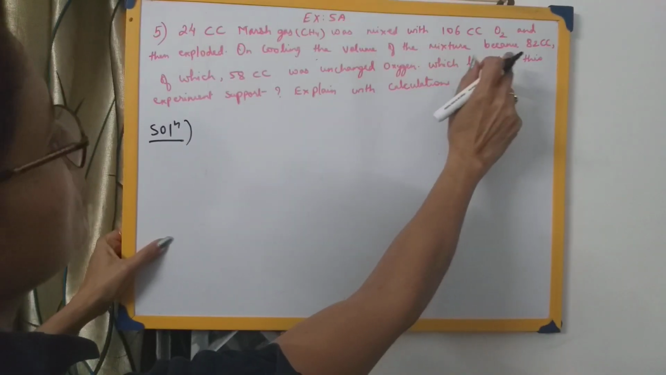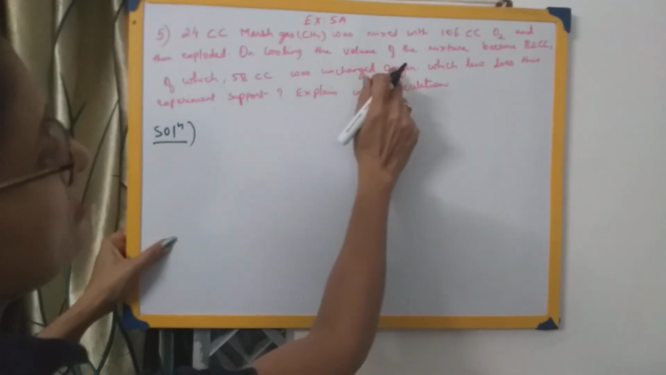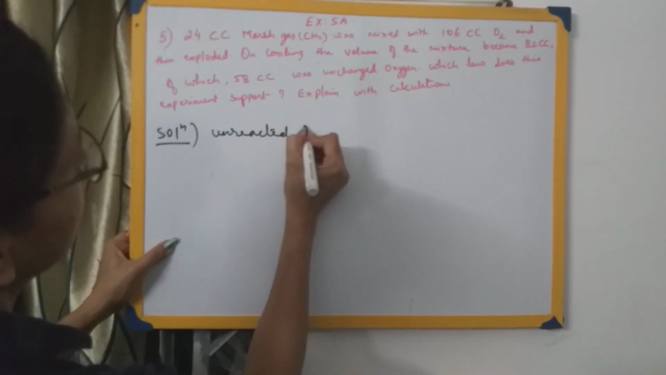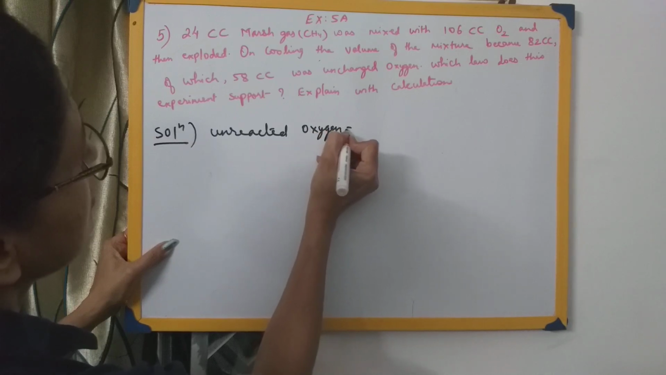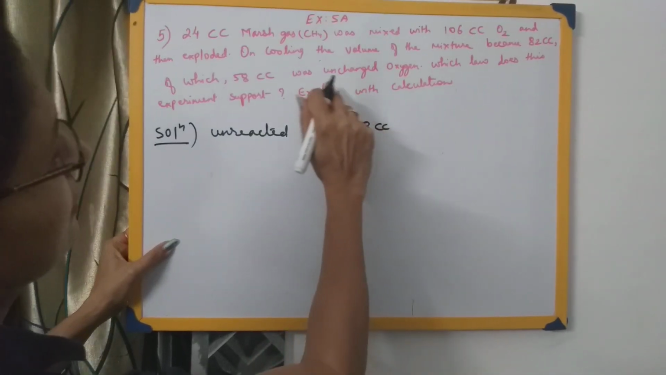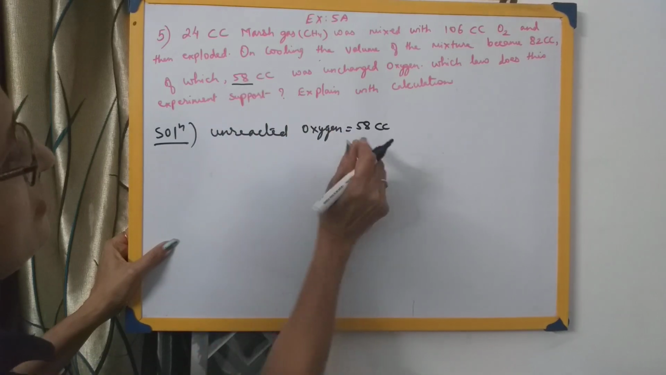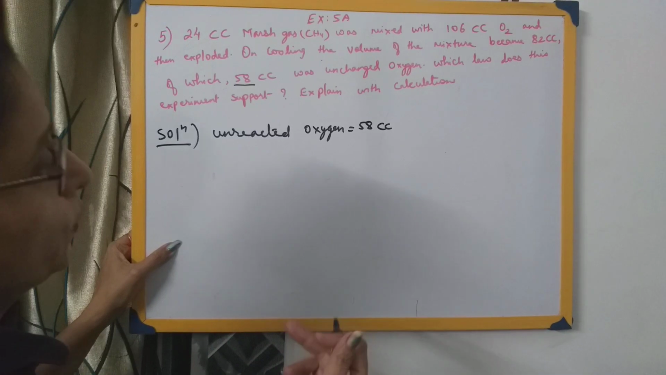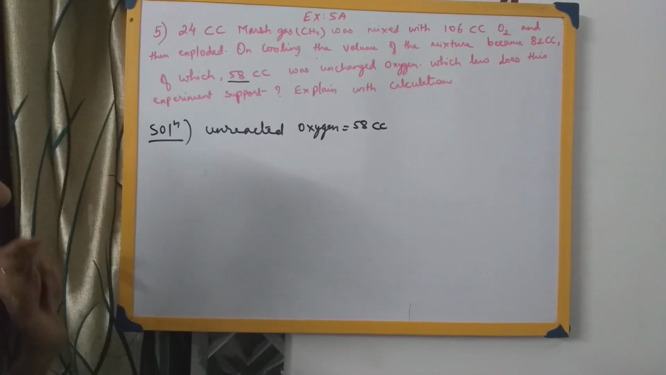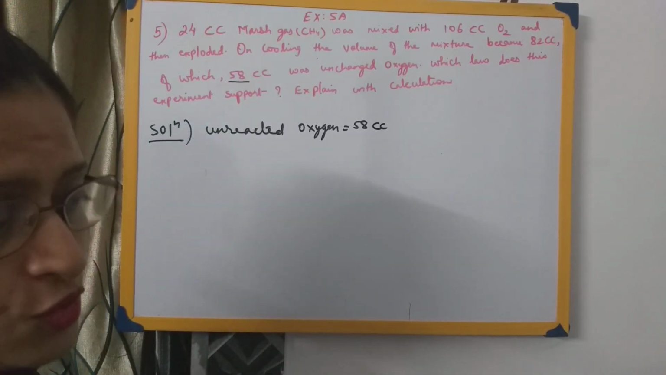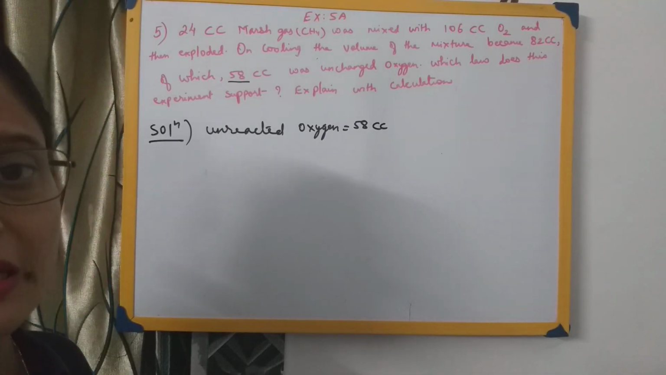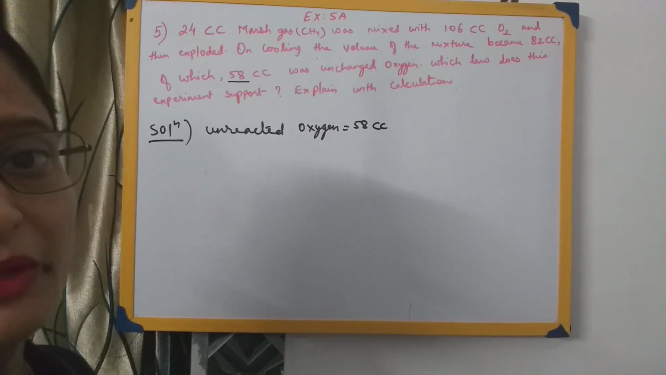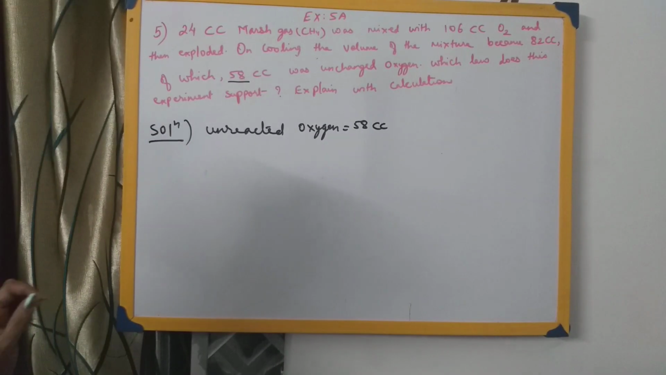So here, first of all, it has been given: on cooling the volume of the mixture became 82 cc, of which 58 cc was unchanged oxygen. So unreacted oxygen is equal to 58 cc. I am underlining this, 58 cc, the unreacted oxygen. And always in a chemical reaction, certain reactants are provided. Sometimes the whole of the reactants gets used up, and sometimes some reactants are used up and some remain behind. So let us see how much is the reacted oxygen.